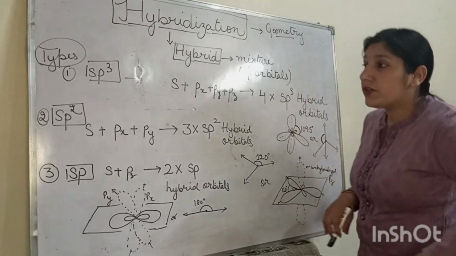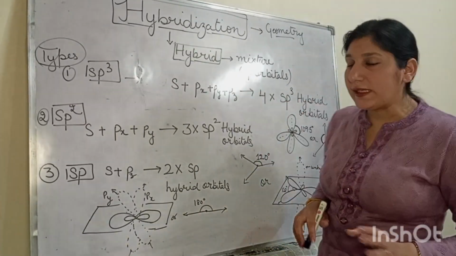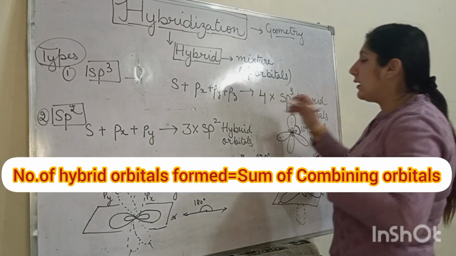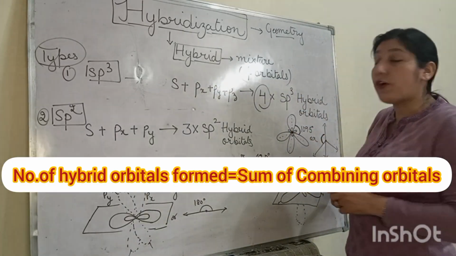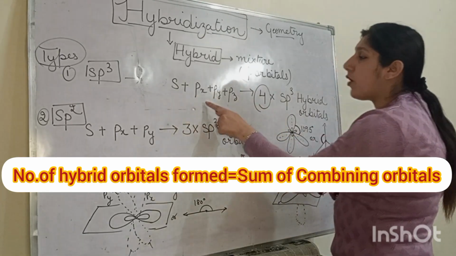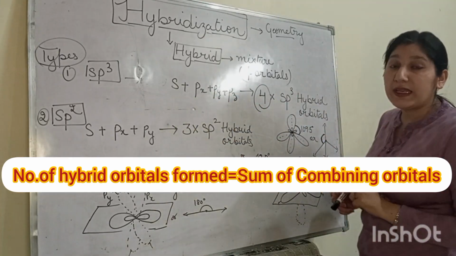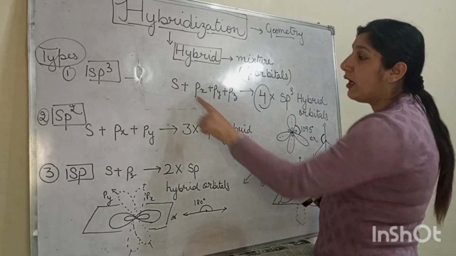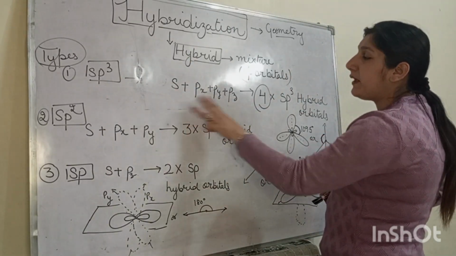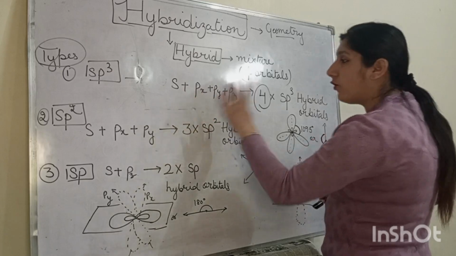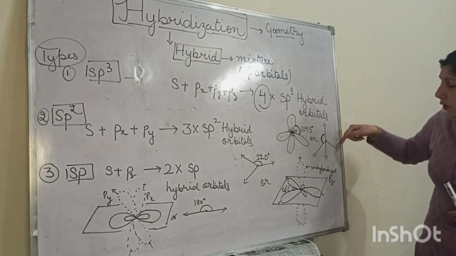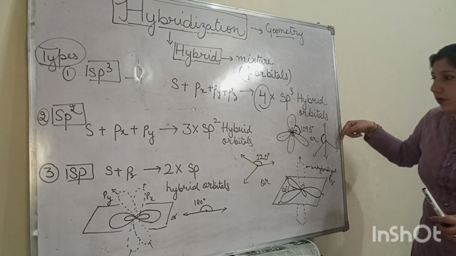Students, you have to note one thing, that the number of new orbitals that are formed is equal to the sum of the orbitals that are combining. In sp3 hybridization, there is one s and three p orbitals. Total of four orbitals are there. So the new orbitals that are formed are also four in number.